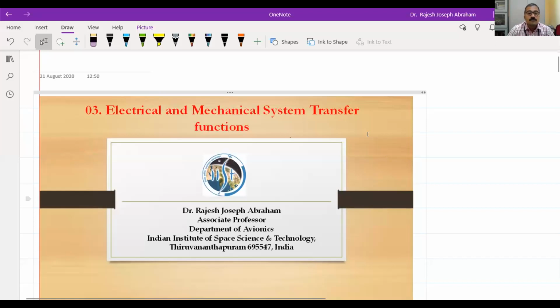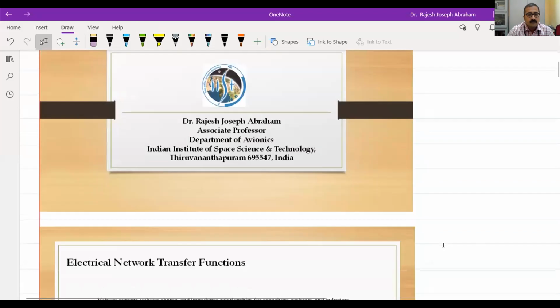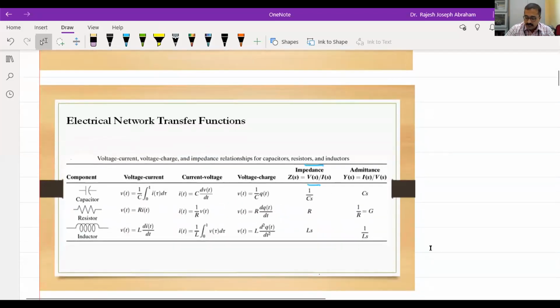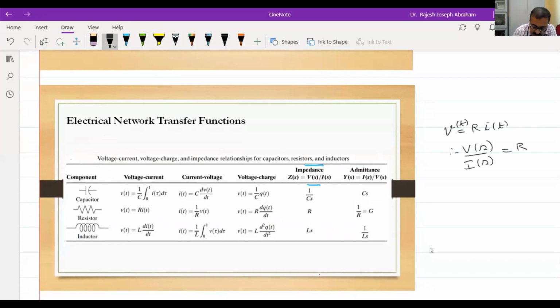Okay. So electrical and mechanical systems, right? So we know that there are basically 3 electrical network elements. They are resistance, inductance, and capacitance. Right? Now, in a resistance, what's the voltage? Voltage is nothing but R into I of t. Okay, these are all functions of t, right? So what will be V of s by I of s? That will be nothing but resistance R. Okay, so that is the impedance offered by a resistance that is shown here.